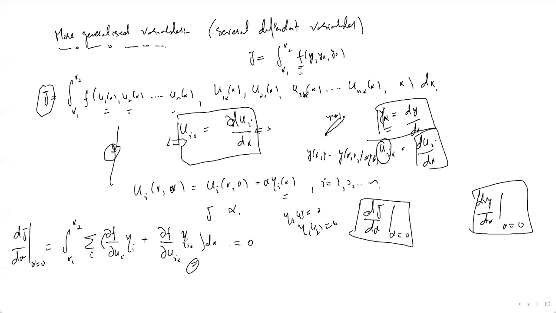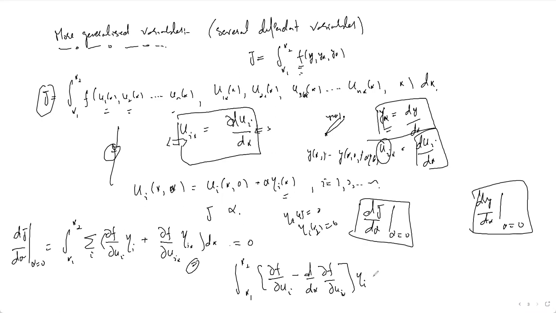So when the integrated term vanishes, we will be left with this integral from x1 to x2. Now this partial f by partial ui will remain as such, minus, because we will have the second term here, d by dx of partial f by partial ui prime, into eta i. But that eta i is also here in this term.